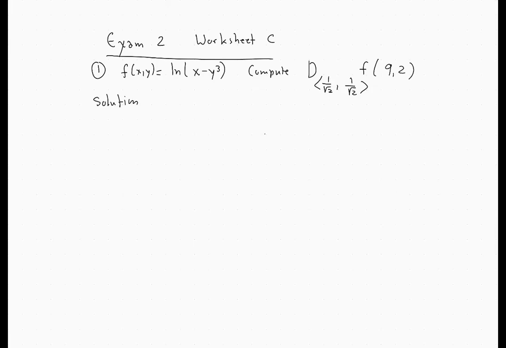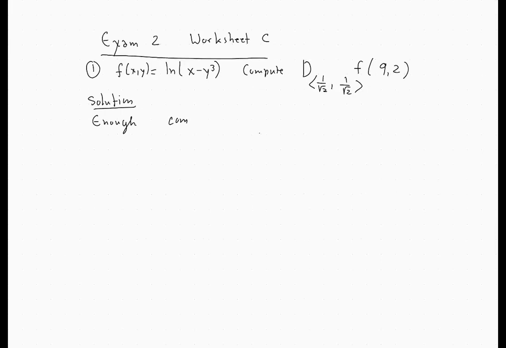the dot product of the gradient of the function at the point (9, 2) with the direction vector 1 over square root of 2, 1 over square root of 2, because this is precisely what the directional derivative is given by.